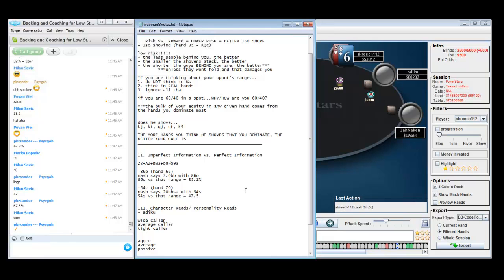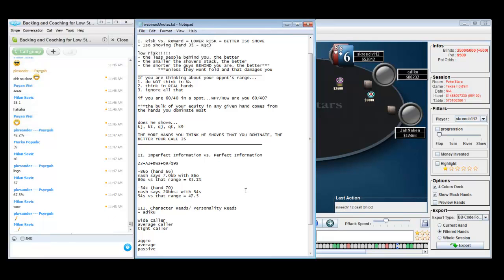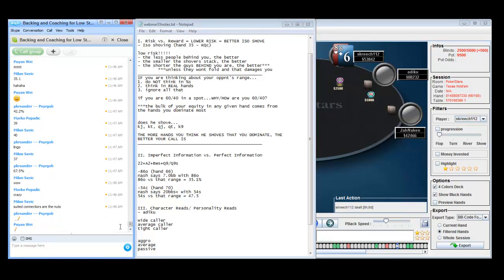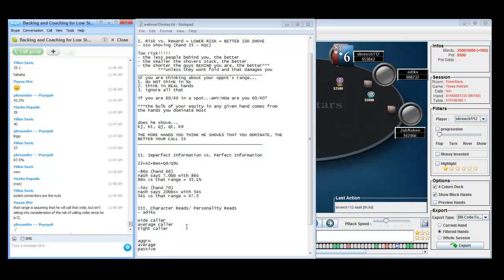Thoughts, opinions, comments. Suited connectors are the nuts, which leads people to shove one over the other sometimes. It kind of makes sense. 8-6 says 7 big blinds according to Nash. Other one is 47.